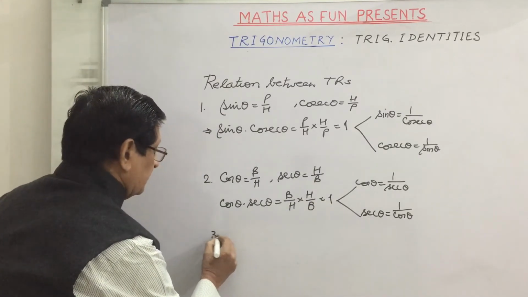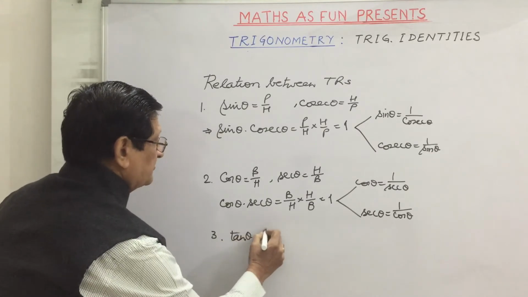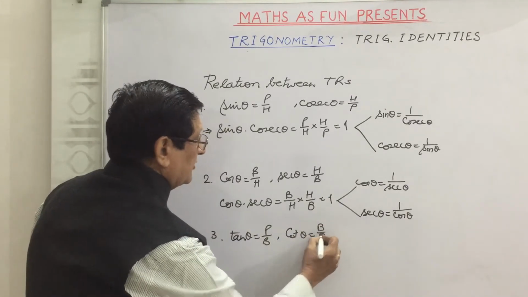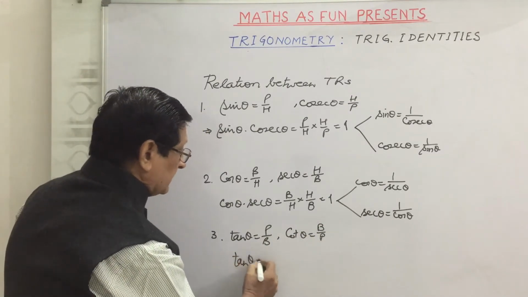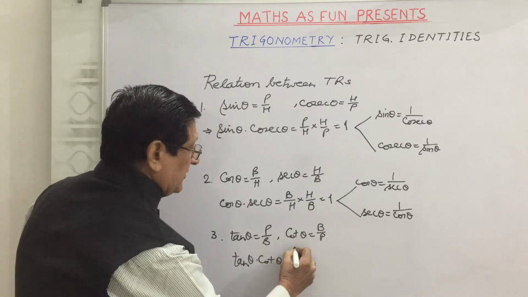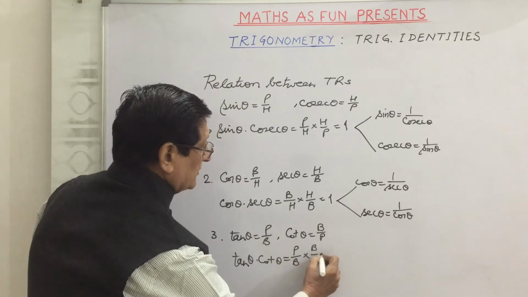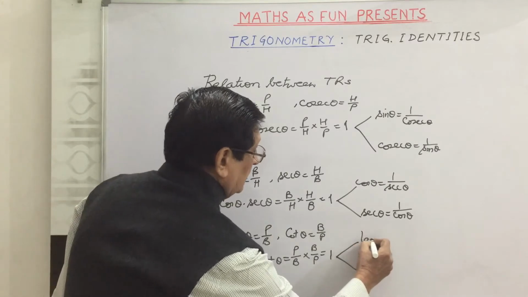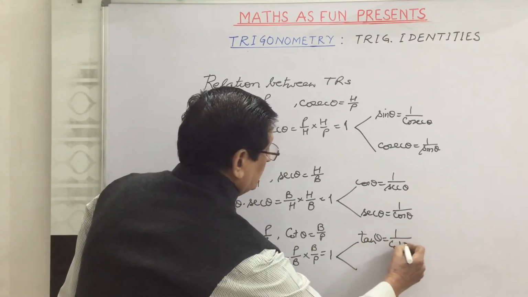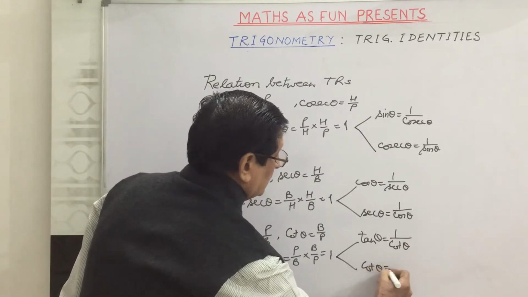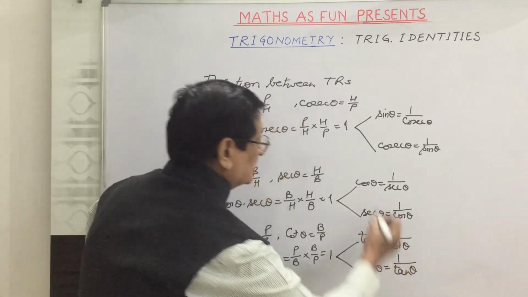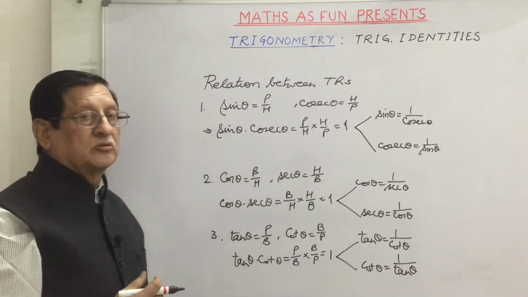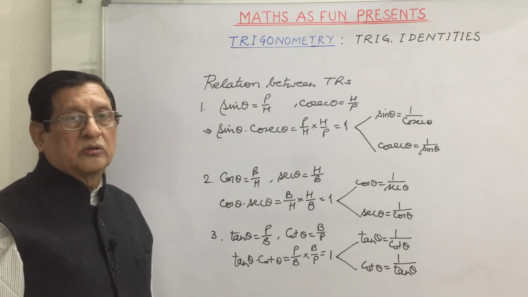The third one is, similarly we can have tan theta we know is perpendicular upon base, and cot theta is base upon perpendicular. If we multiply them, tan theta into cot theta will be p upon b into b upon p, that is also 1. And then we can have from this also that tan theta is equal to 1 upon cot theta, and cot theta is equal to 1 upon tan theta. So this gives us a relation between the trigonometrical ratios, which trigonometric ratio is reciprocal to which one.